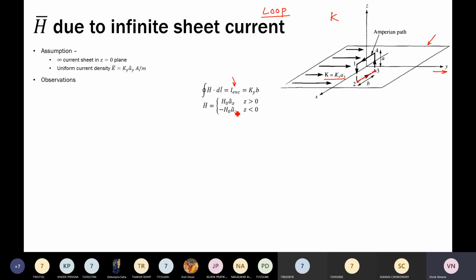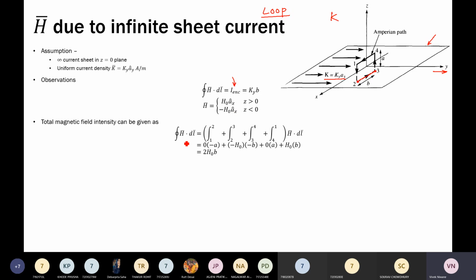Here H0, we are interested in the quantity H0, we want to get that value. Okay, so total magnetic field intensity can be given as, do observe over here, the closed loop integration of H bar dot dl bar, and now this time we want to split it up from different paths. Path 1 to 2 plus path 2 to 3 plus path 3 to 4 plus path 4 to 1, that complete will give us the closed path H bar dot dl bar, and we want to put the values. Okay, for path 1 to 2.